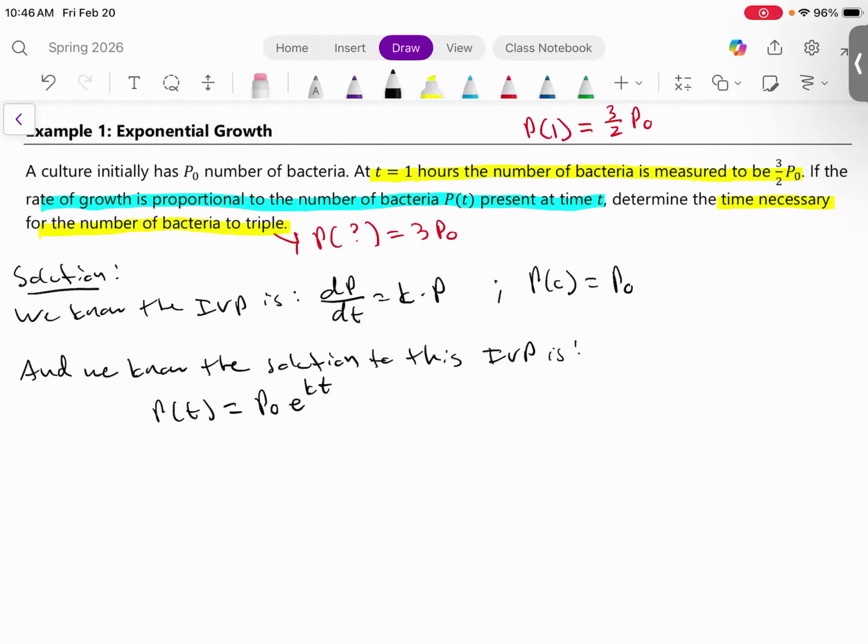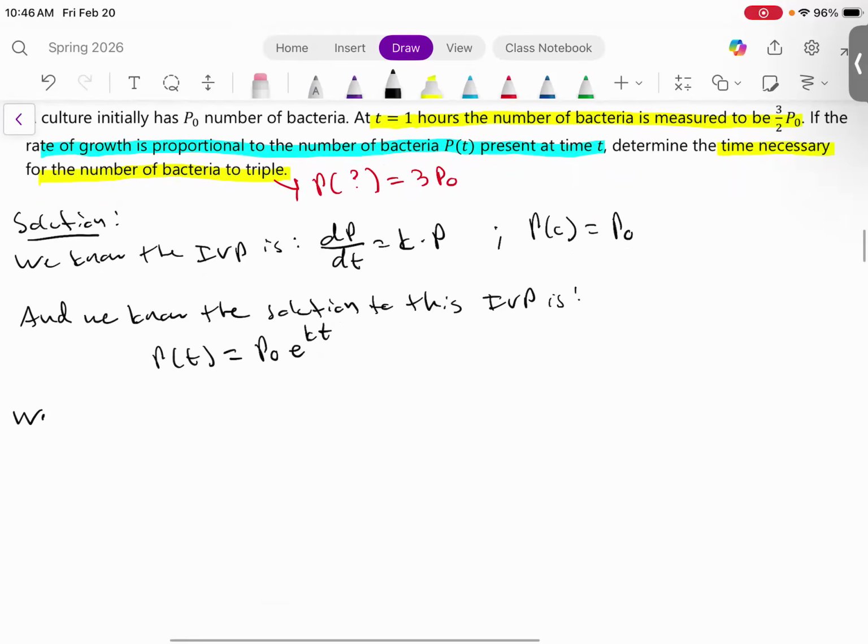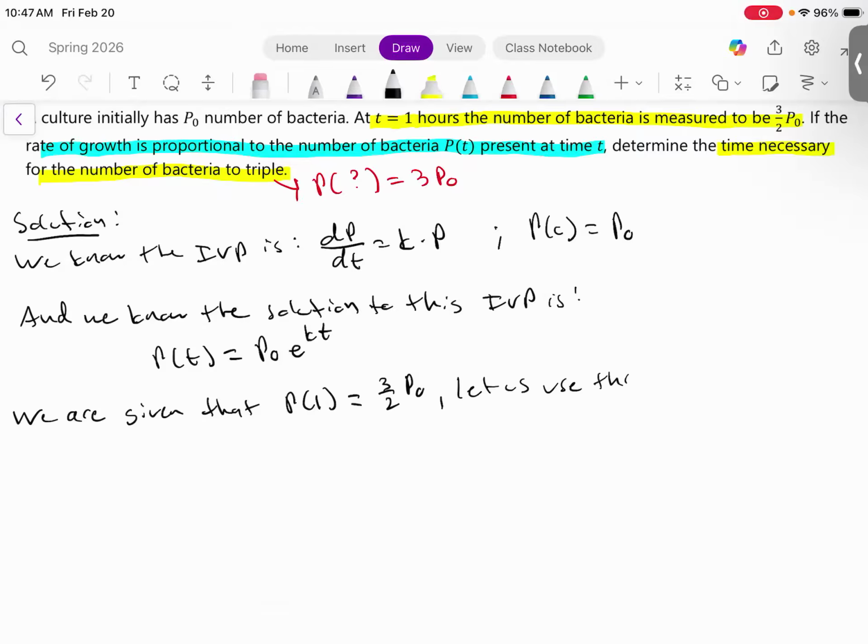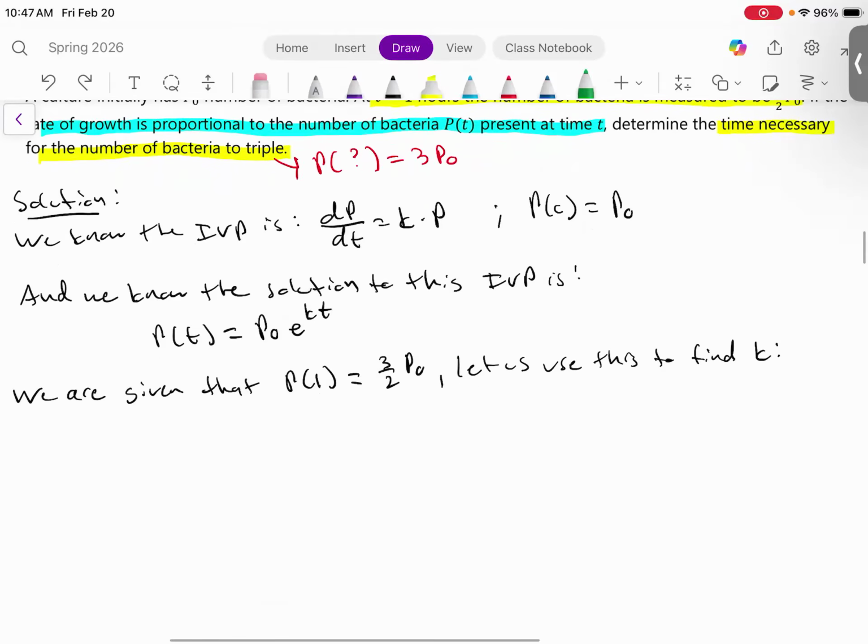So let's go ahead and answer the question now. What are we given? We are given that at 1 hour, the population is 3 halves times the initial population. So let us use this to figure out what k is, our proportional constant. We need that to figure out at what time we tripled the population. So we've got to find k first. Let's use what we're given to find k.